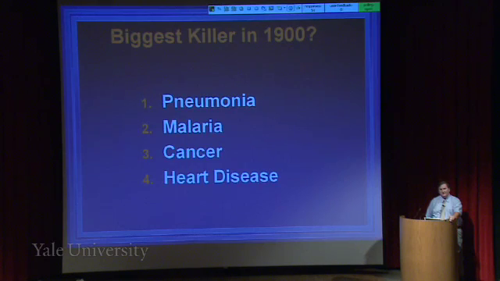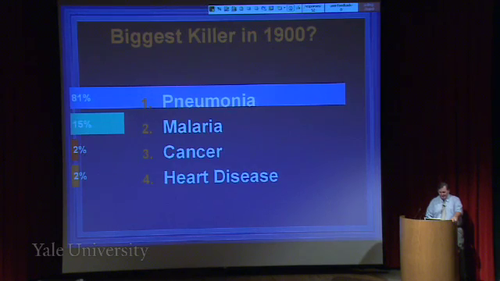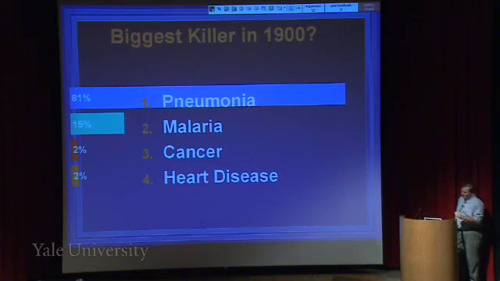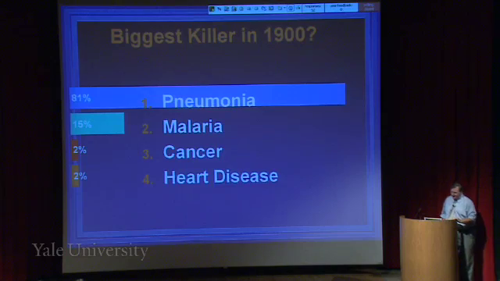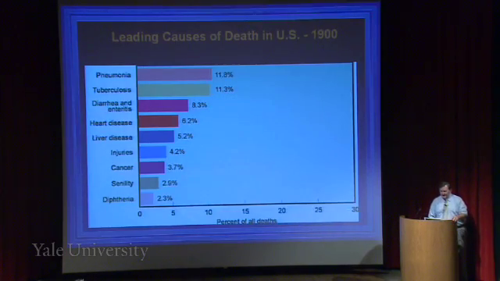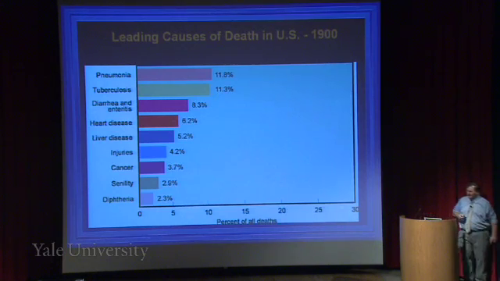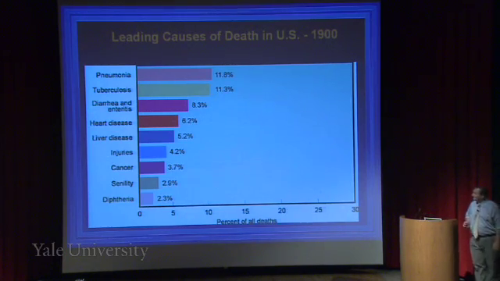Okay, has everybody voted who has a clicker for one of these things? Okay, 52 of you so far. So what we need are more people to get clickers, because some of these polls will be interesting to do. Okay, so if the program works right, here's what people said. 81% said pneumonia, 15% malaria, 2% cancer, and 2% heart disease. Boy, you guys were right on with that. That's exactly right. These are the leading causes of death in 1900.